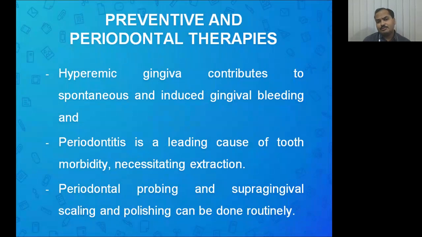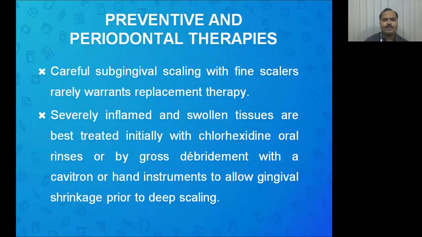Then coming to preventive and periodontal therapies, hyperemic gingiva may be present and contribute to spontaneous and induced gingival bleeding. Periodontitis has been seen to be a leading cause of tooth morbidity, which causes the extraction of the teeth. The periodontal probing and the supragingival scaling and polishing can be done routinely without any evaluation, but with caution. Careful subgingival scaling with fine scalers can be done. It does not need any replacement therapy, but it must be careful.